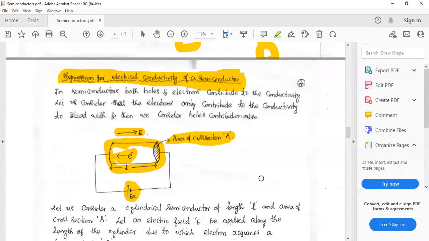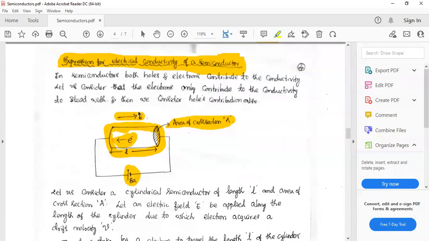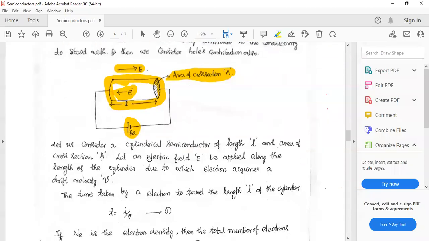Now, this diagram also you have to write in the examination. I hope you are familiar with all the parameters. I have considered a semiconducting material of length L, area of cross section A, and electrons are moving towards the left. Okay, this much information is enough. Now, what is the time taken by this electron to travel the length L is the question.